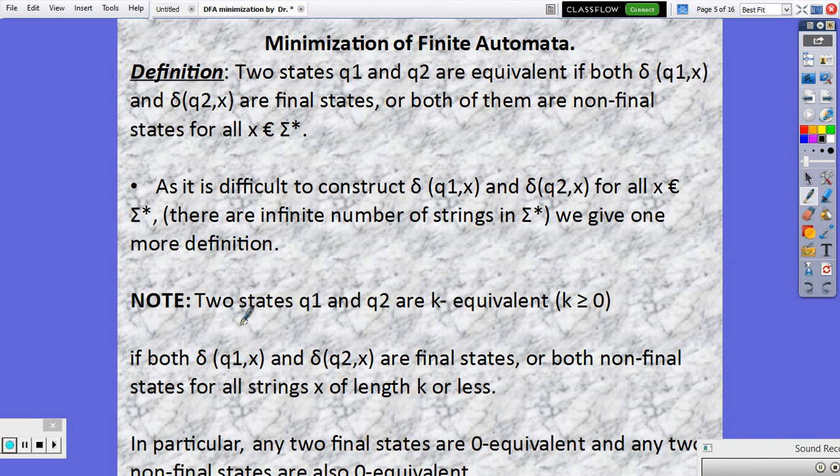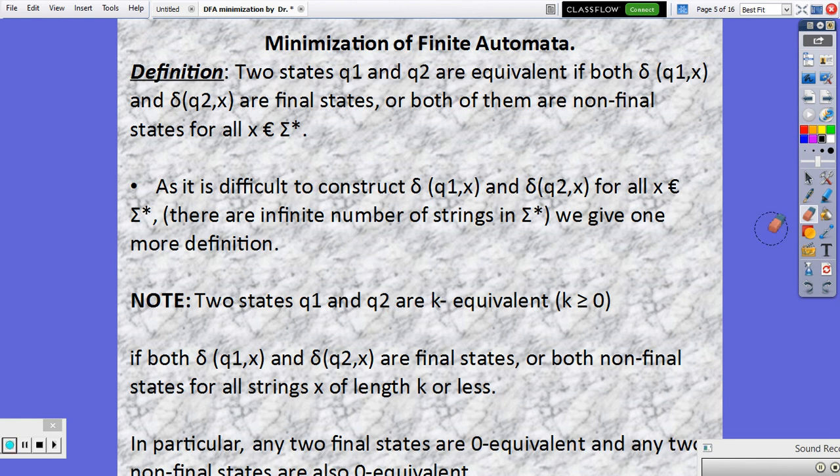Then we have to understand this important notation, k equivalent. Okay, so two states Q1 and Q2 are k equivalent for any k greater than 0 if both transition Q1 x and transition Q2 x are final states, or both non-final states, for all strings x of length k or less. Okay, let us try to understand the meaning of this.